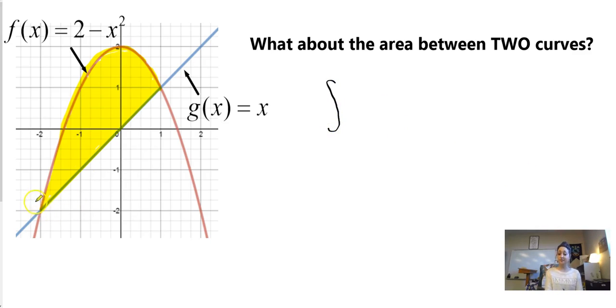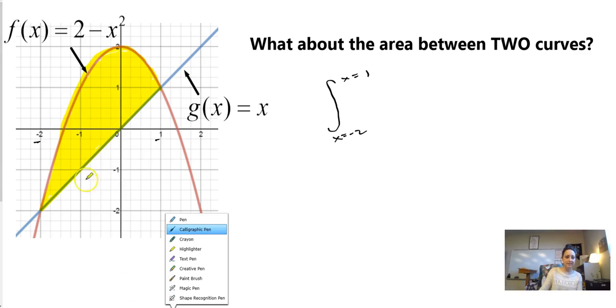And now take a look, I'm still in terms of x, right? So take a look at the domain of the yellow part. So the domain, we go from x equals negative 2 to x equals positive 1. So I'm going to go x equals negative 2 to x equals positive 1. Now I need to figure out how I'm going to fill in this yellow piece with a whole bunch of rectangles, okay? So my rectangles are going to look like this.